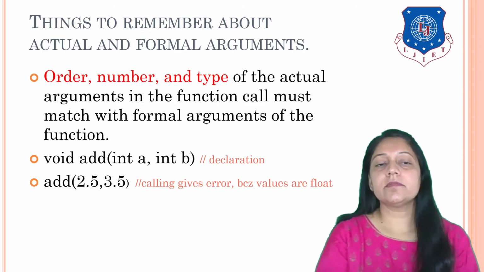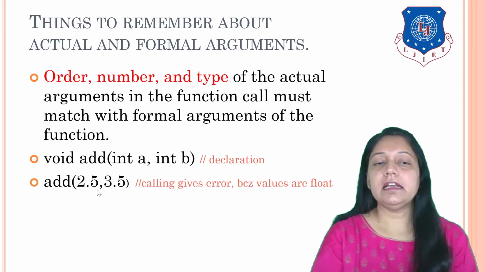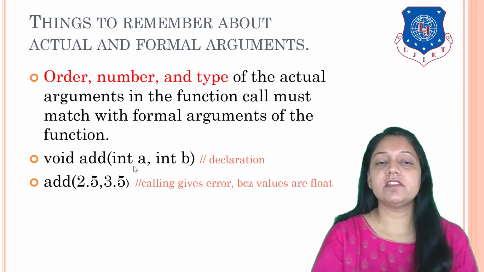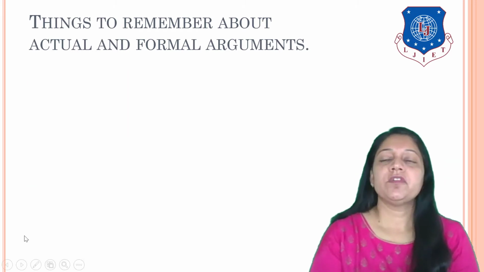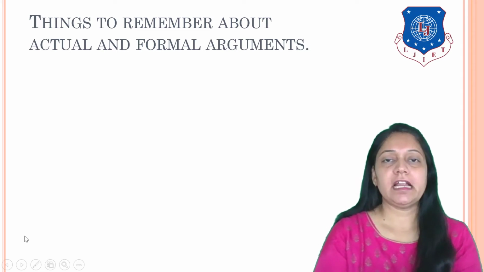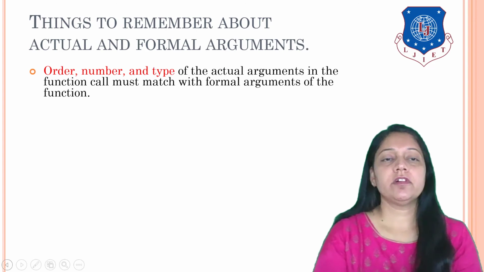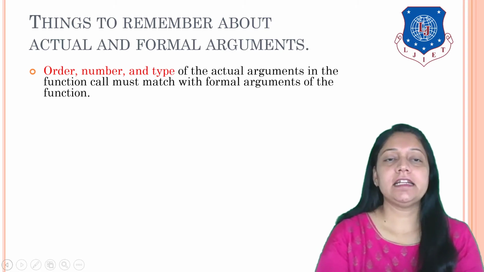So whenever you call this particular function, add(2.5, 3.5), here when I'm calling the function add, I'm passing float values. So the data type is different. This will give me an error because the add function requires integer values. So whenever you are working with actual and formal arguments, remember these important points: the order, the number and the type of the actual and the formal arguments should exactly match.